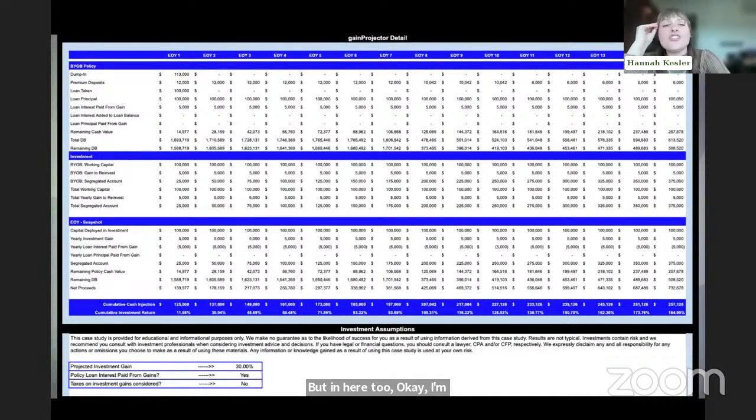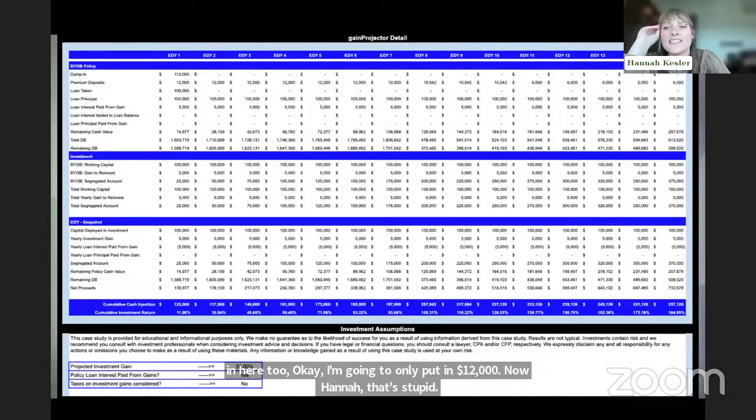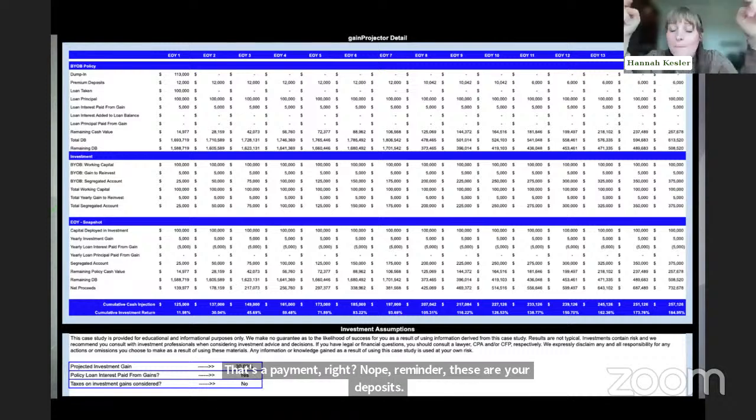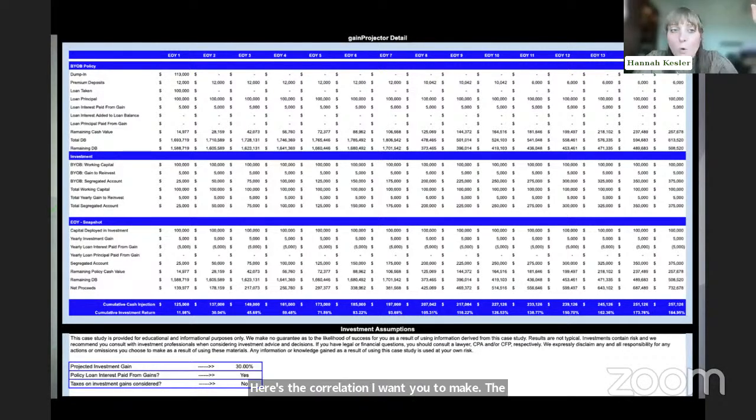Now, Hannah, that's stupid. Why would I put $12,000 into this whole life policy? That's a payment, right? Nope. Reminder, these are your deposits. Here's the correlation I want you to make. The policy is nothing more than just your glorified savings account.